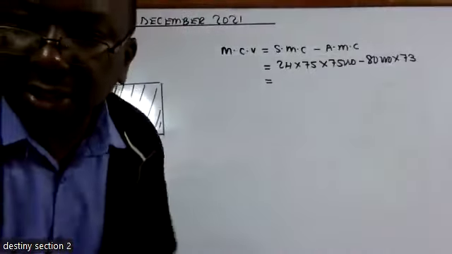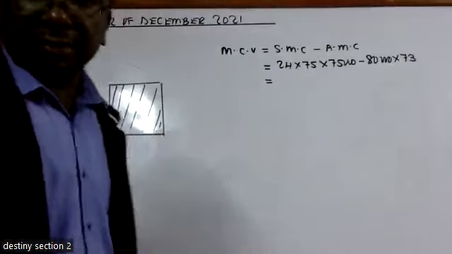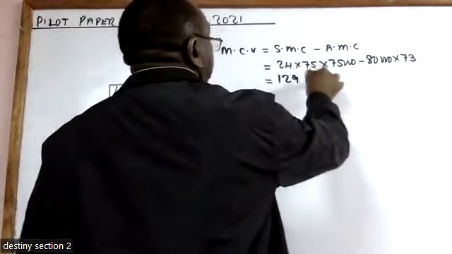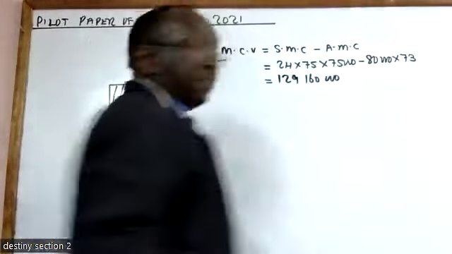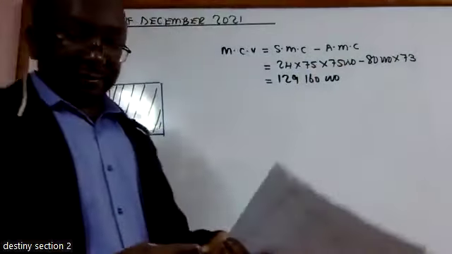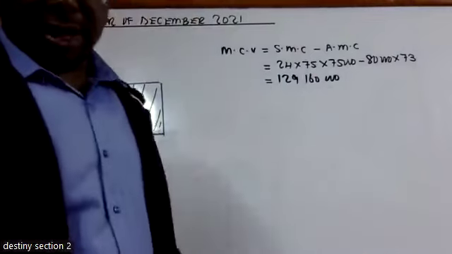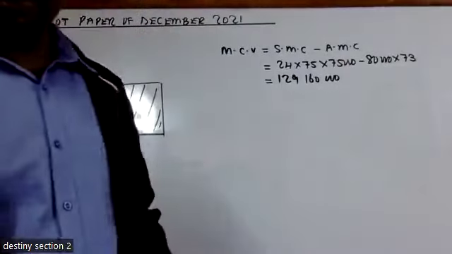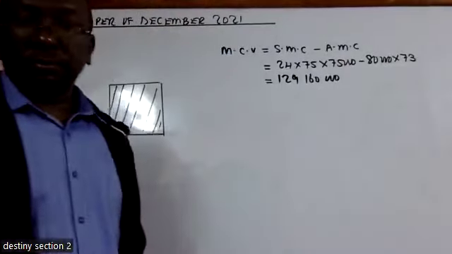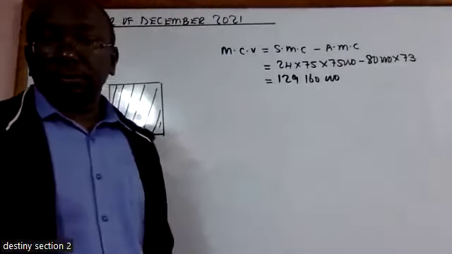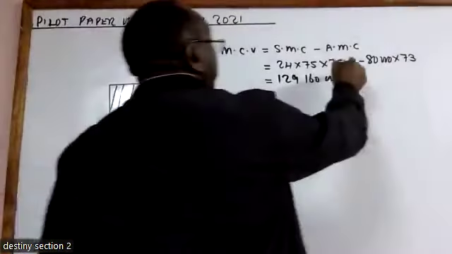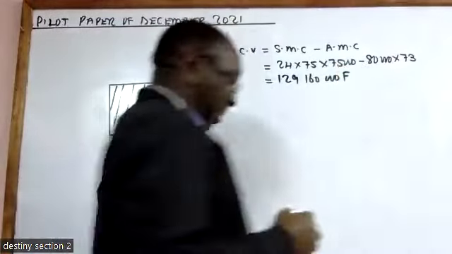Okay, 129,160,000. Is it favorable or adverse? Negative or positive? It's favorable, so it is positive. Okay.